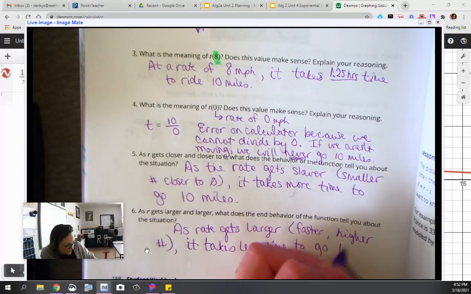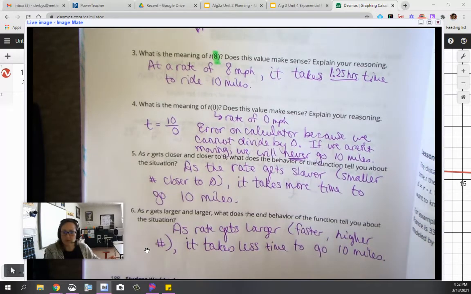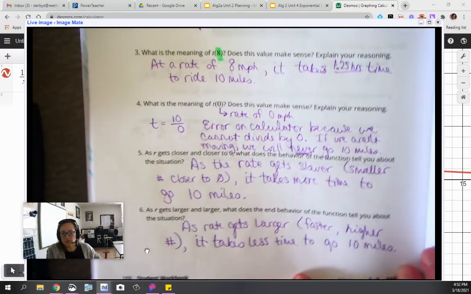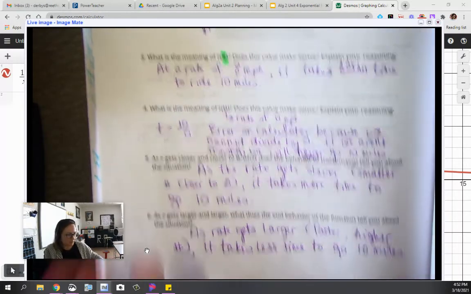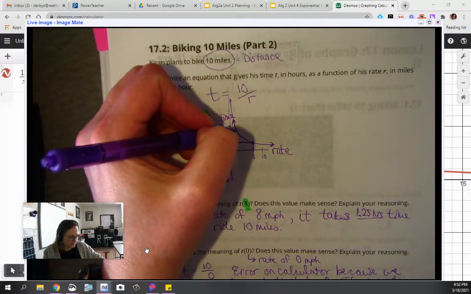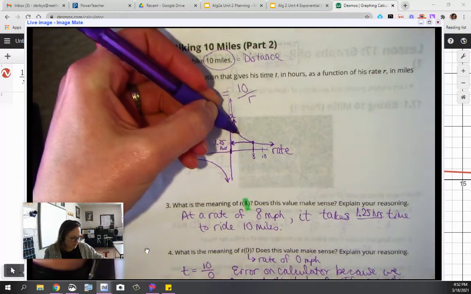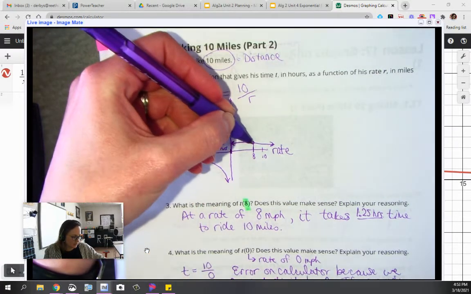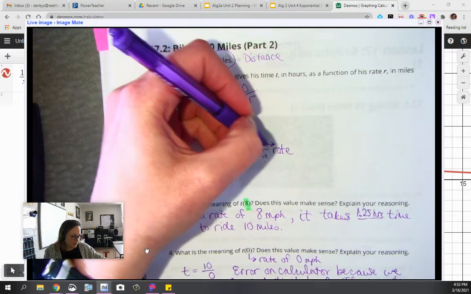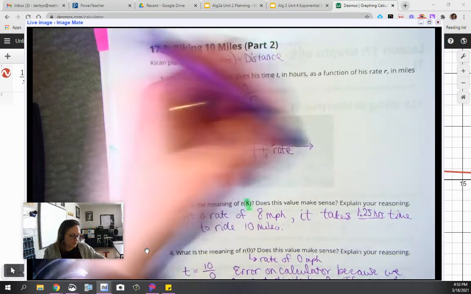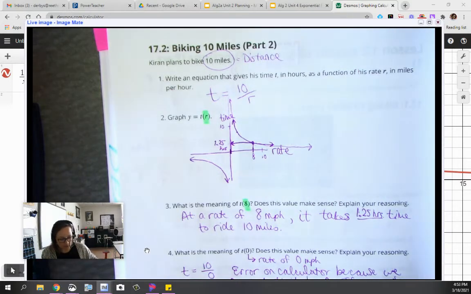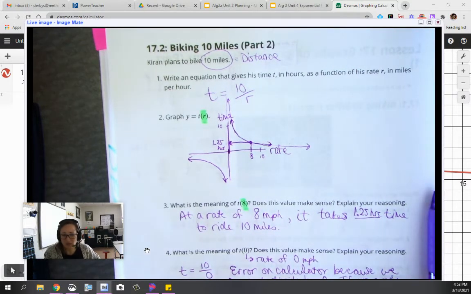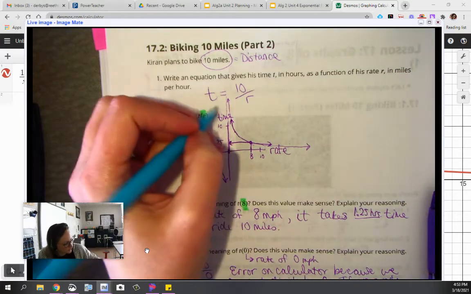to go 10 miles. Now we see that in our graph too. As our rate goes faster and faster, a higher number, it takes less time to go 10 miles. That makes sense. Look at our time go down, down, down. Now there will never be a way that we can go at a rate so fast that our time would be 0. It would be teleportation. And we haven't invented teleporters yet. So we can't do that.